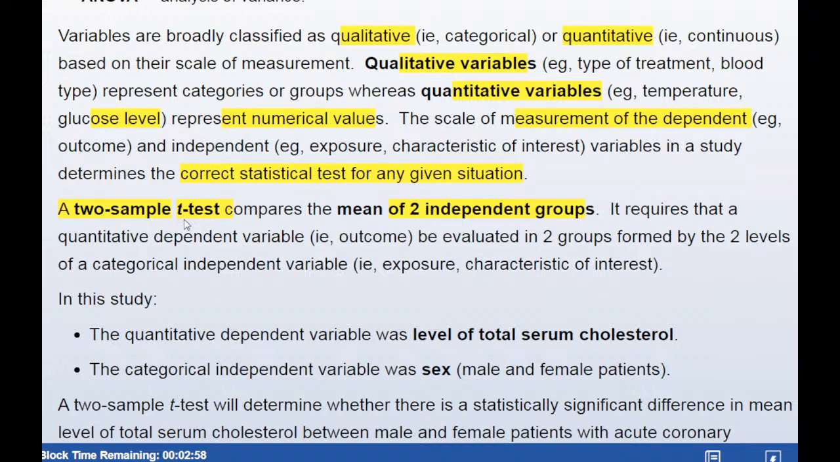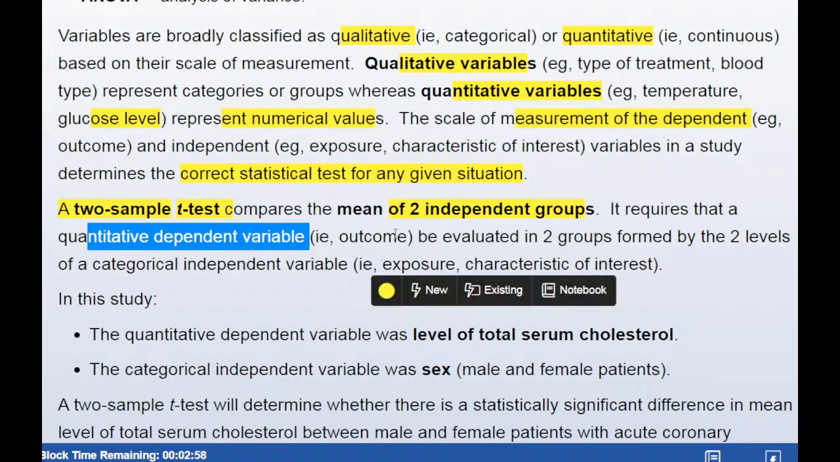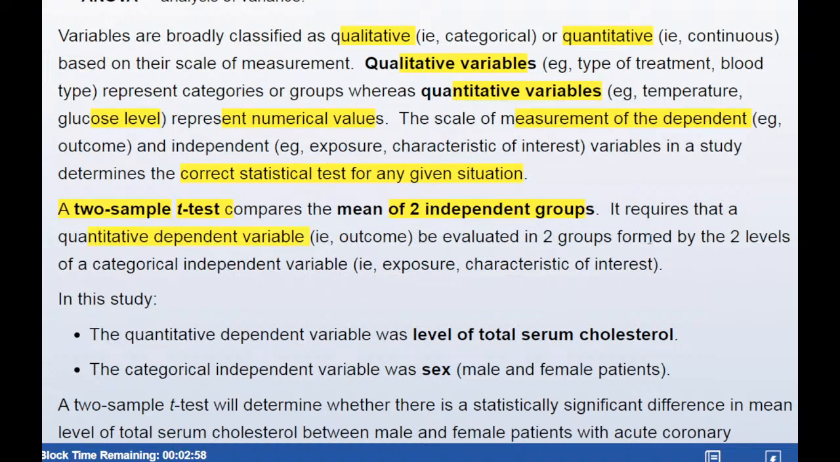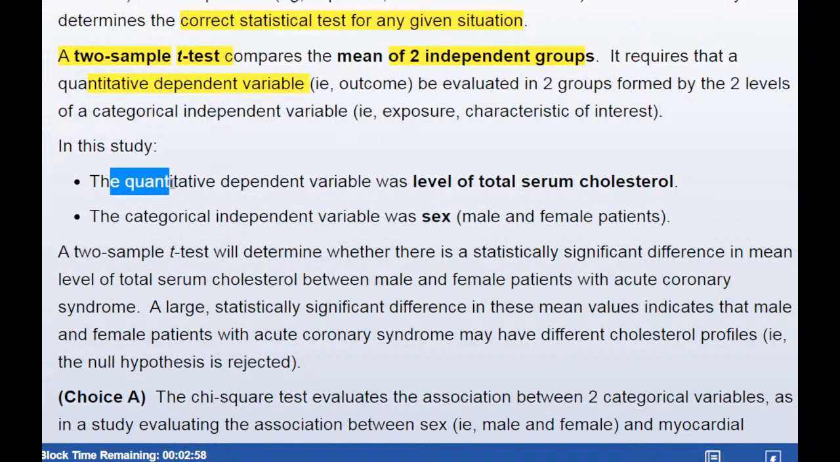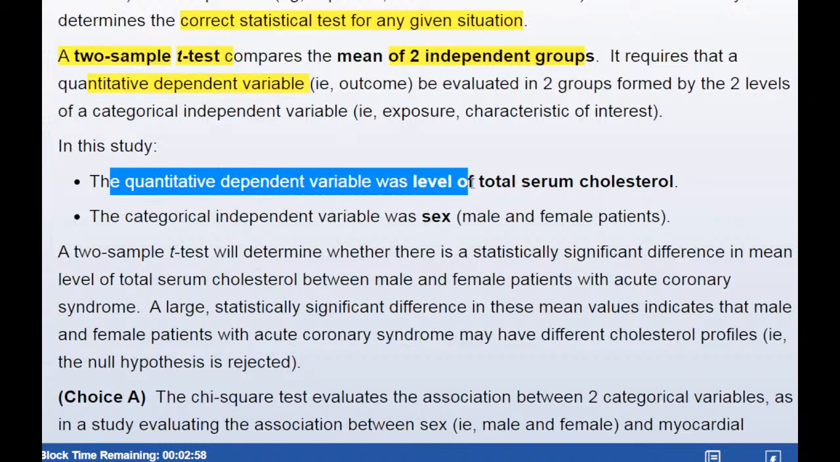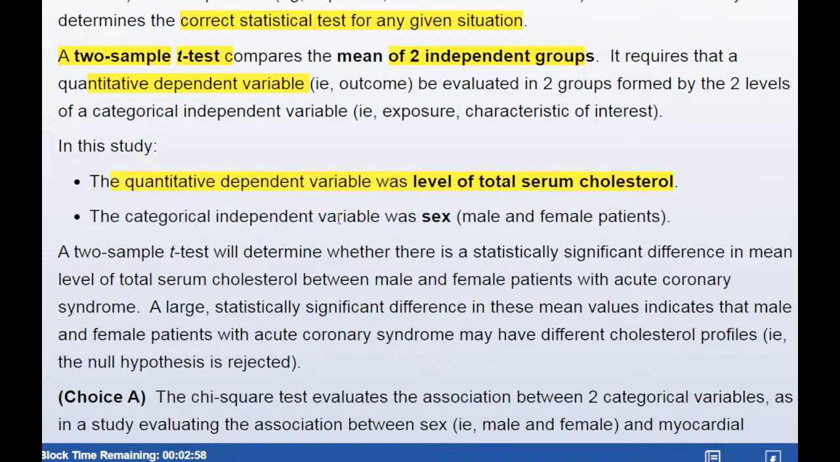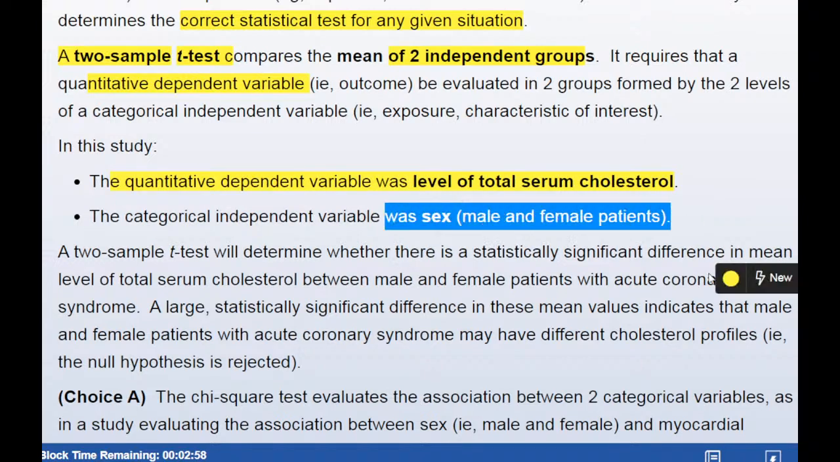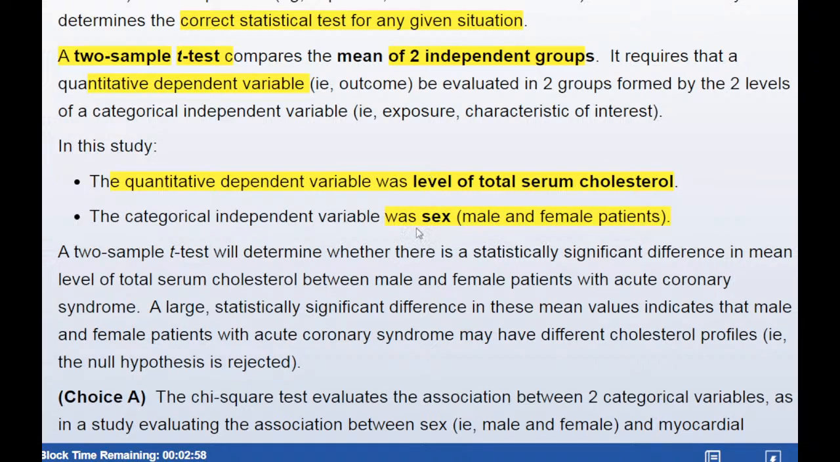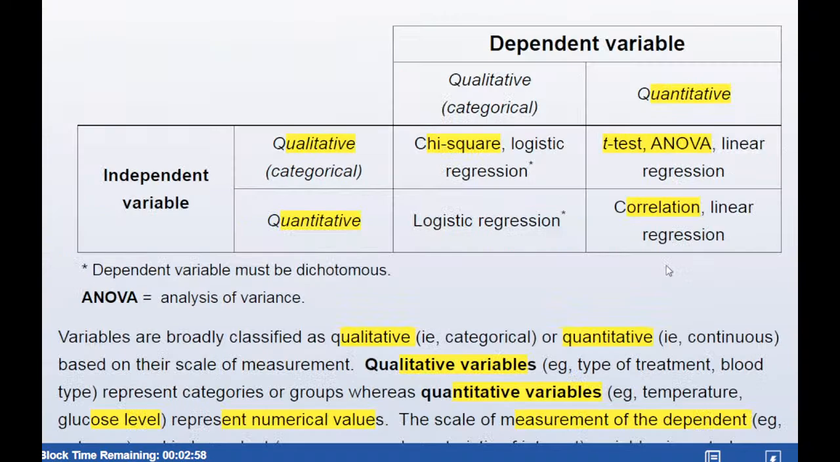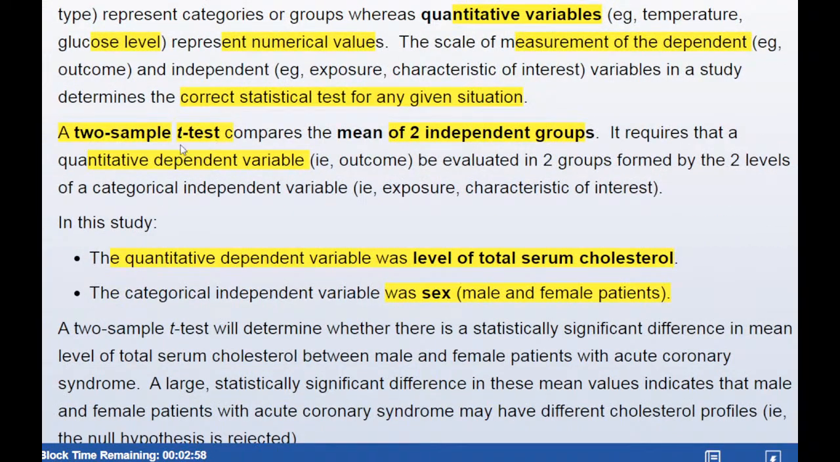So two sample tests compare the mean of two independent groups. It requires that a quantitative dependent variable be evaluated in two groups formed by two levels of a categorical independent variable. The quantitative dependent variable was the level of total serum cholesterol, that's the number. The categorical independent variable was sex, female and male. So when you have two different groups, you use the t-test, the two sample test.